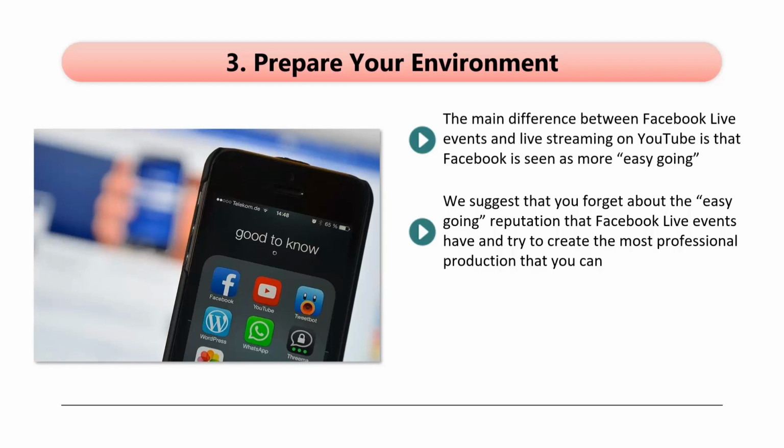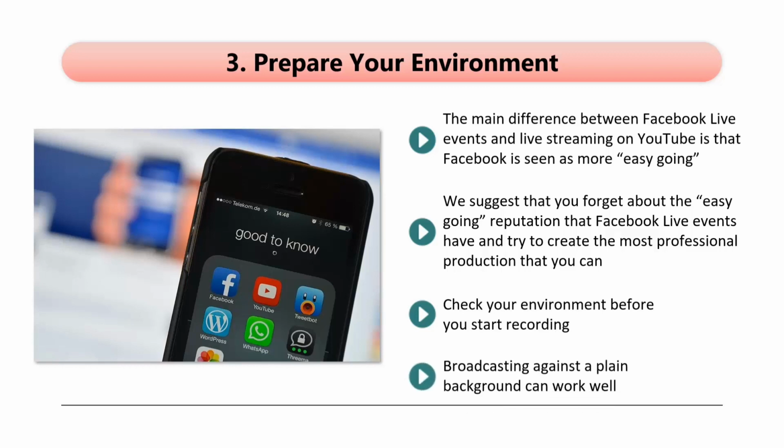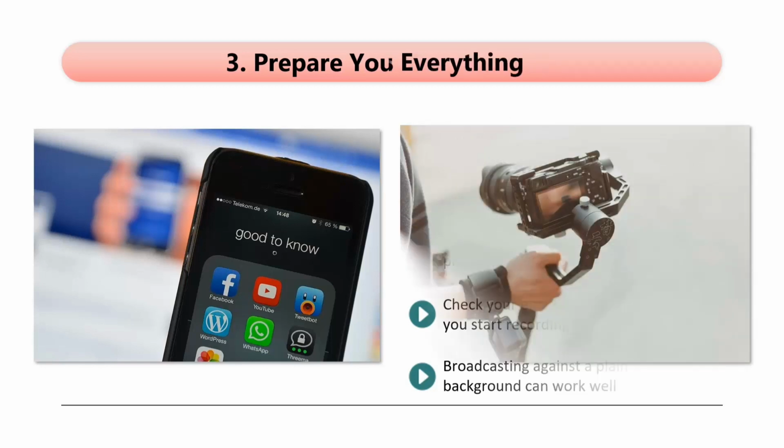More people are going to watch a live event than they are a standard video, so put your best foot forward. Check your environment before you start recording. Are there things in your environment that could distract your viewers? How good is the lighting? What does the audio sound like? You can do a test recording to check for all these things and then make any subsequent changes. Broadcasting against a plain background can work well. If you have a background that has a lot of clutter in it, then your audience can be very distracted by this. So, keep it minimal. You want your viewers to concentrate on you and what you have to say.